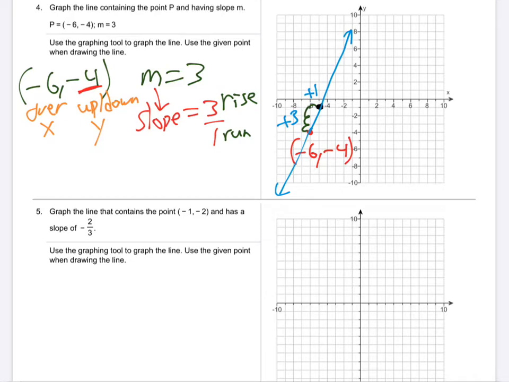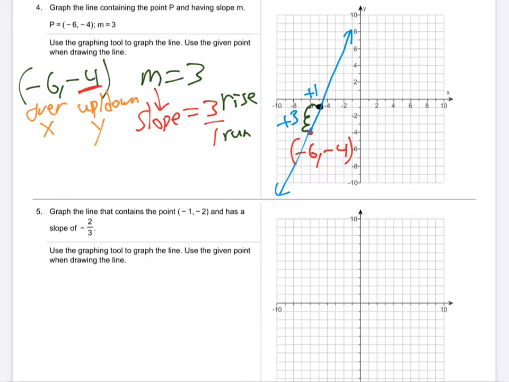That line would keep going. If we went up 3 over 1, up 3 over 1, you can just keep going and going. That line just keeps going up 3 over 1, up 3 over 1, from point to point to point to point, forever. Is that good? Is that making sense what they want you to do? Now, so let's try number 5.